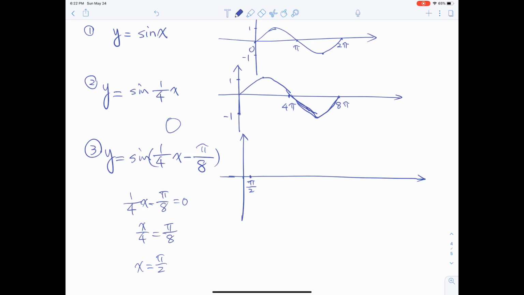When x is 0, when x here is 0, yes. So it starts from here, and this is 4 pi plus half pi, and this is 8 pi plus half pi. So this is the graph. 1, 1, negative 1.